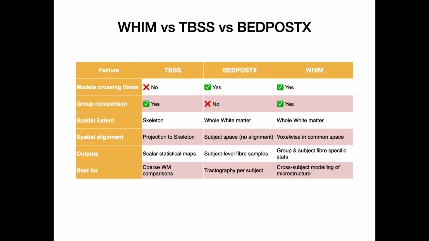In short, this table compares Whim with two of the most widely used FSL tools for diffusion modeling, TBSS and BedpostX. TBSS allows for group comparisons, but it is restricted to the skeleton and based on the tensor model, which cannot handle crossing fibers well. BedpostX, on the other hand, models crossing fibers in detail, and it's good for tractography, but it works only at the single subject level and does not provide a framework for group comparison. Whim combines the strengths of both. It models crossing fibers like BedpostX while also enabling group comparisons across whole white matter rather than just the skeleton.